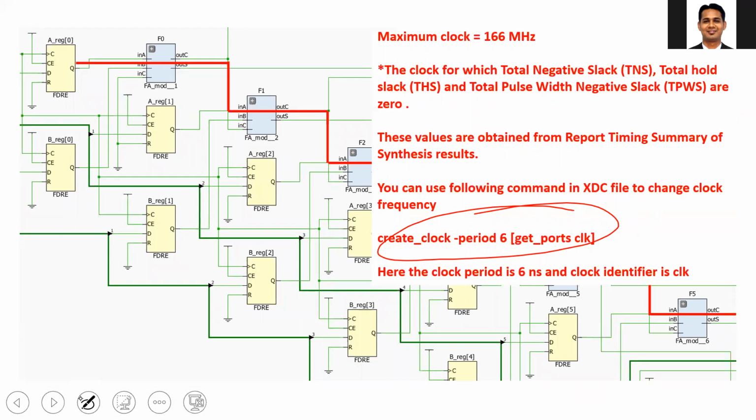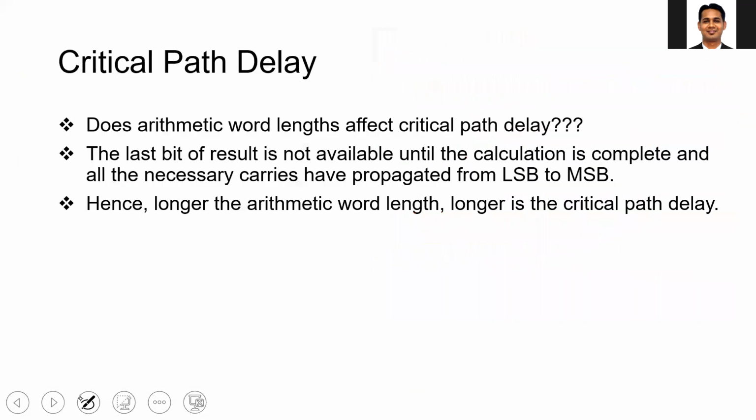Okay. Now what I'm going to do is pipeline this circuit. Before that, I have a couple of questions. Does arithmetic word length affect the critical path? For example, if I give you a 3-bit full adder, and if I give you a 5-bit full adder, which one will have the higher critical path? Obviously, the 5-bit full adder will have the maximum critical path.